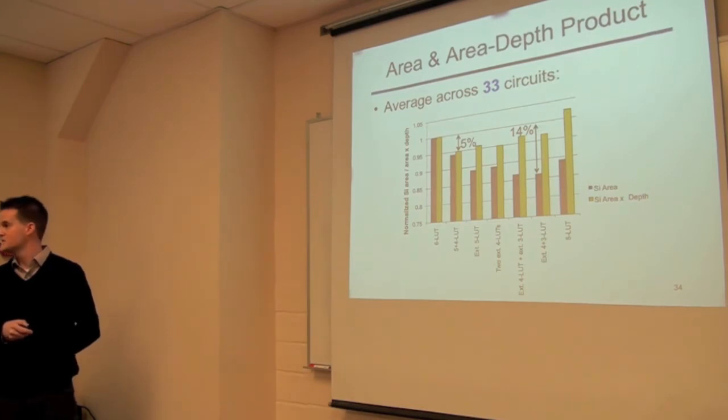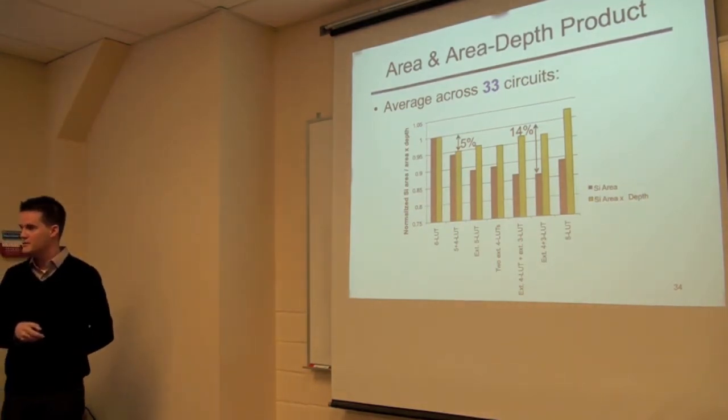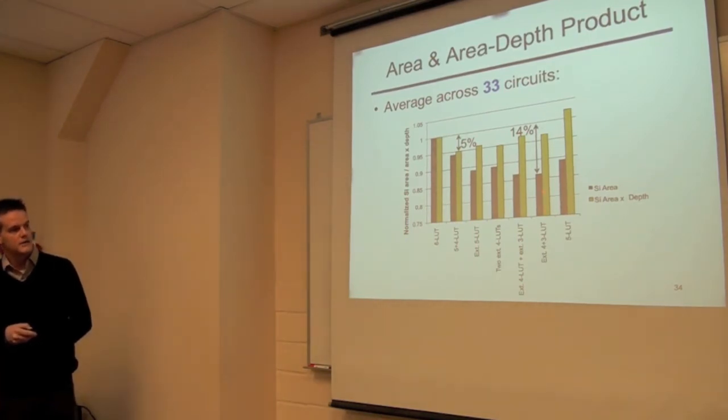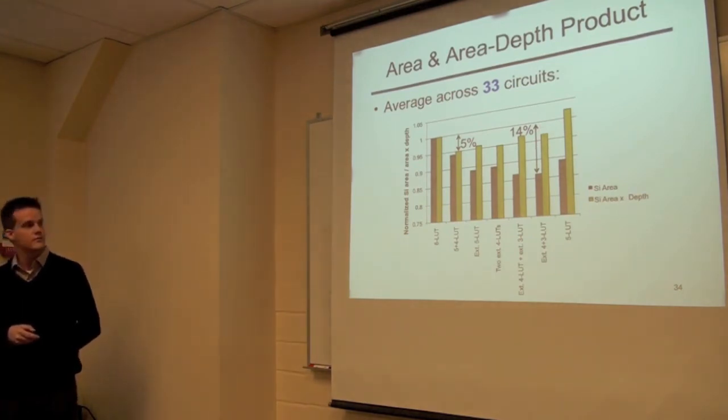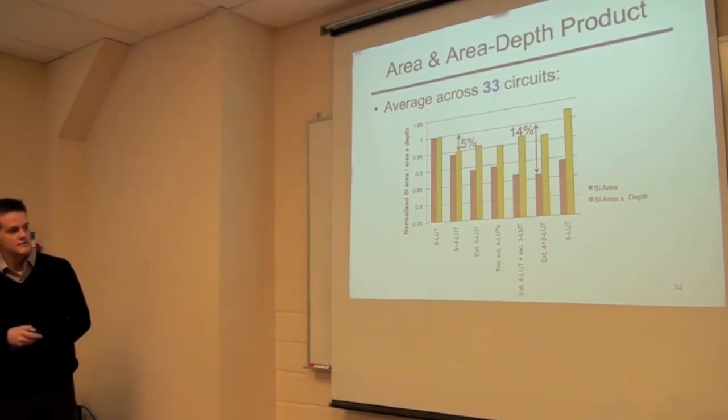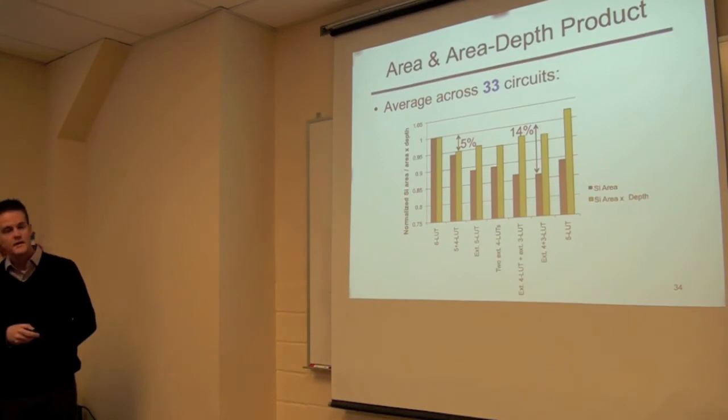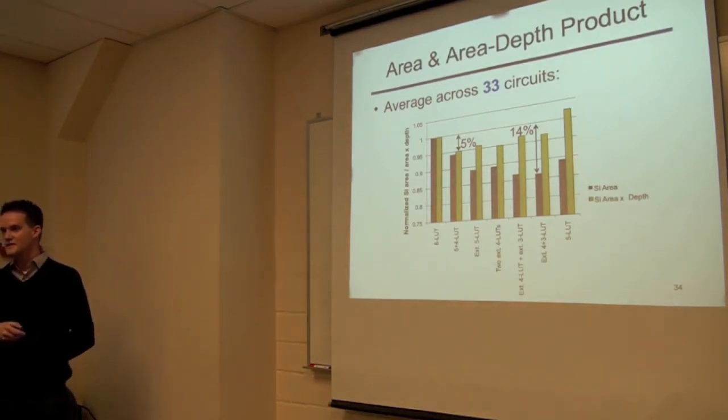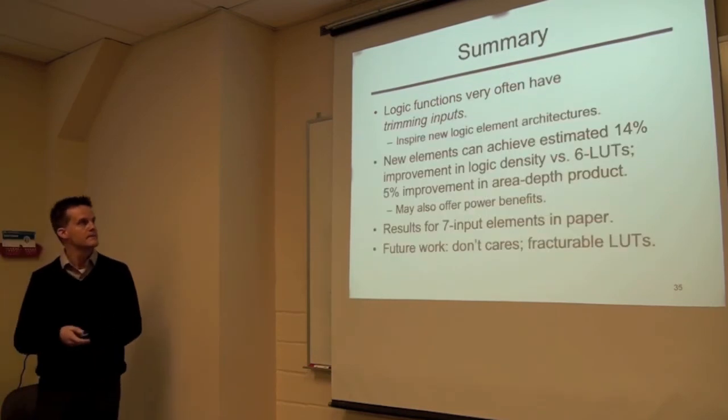That requires just 6 input functions, with 1 trimming input. That got about 5% better in area depth product. Some of these small architectures, extended 4+3 LUT, actually had much better silicon area. It's about 14% better silicon area than 6 LUT. So these architectures really offer a new way of improving logic density, and you can choose different points depending on whether you're targeted on area or area depth product.